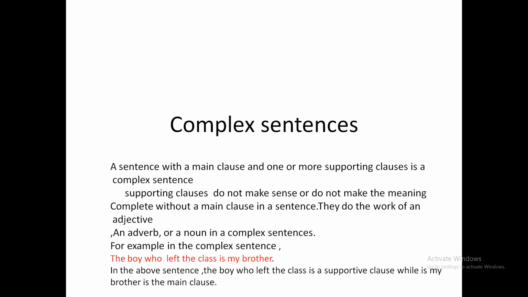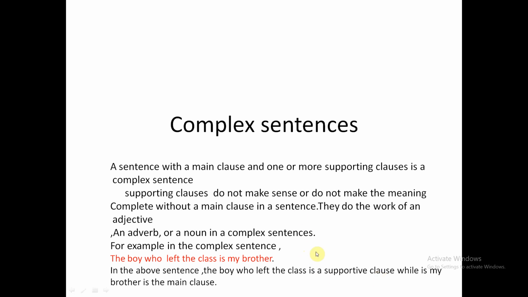Supporting clauses do not make the meaning of the sentence complete without a main clause, because the main clause has the major role to play for the completion of the meaning in the sentence. If there is only a supporting clause, the meaning will not be completed. For that, we need a main clause.